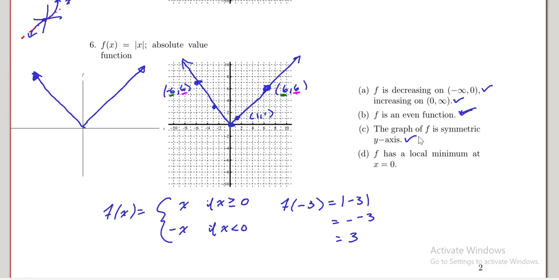And even functions have that property that they're symmetric about the y-axis. I'm not going to do this usually, but you could draw an axis of symmetry here, and if you reflect this point over the axis of symmetry, you land back on the graph. And then finally, this graph has a local minimum at 0, 0. So there we call this a local minimum.